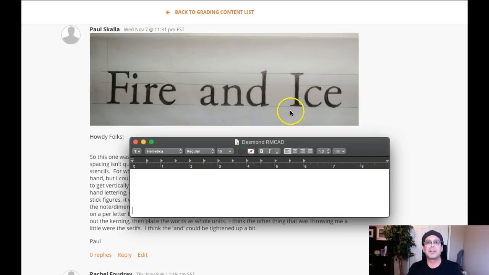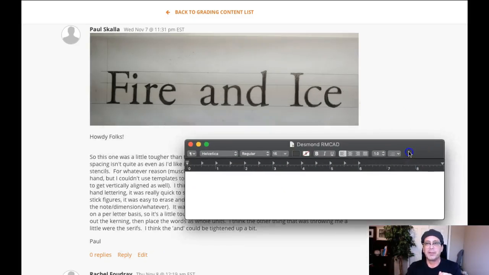Now, I'm guessing that you shot this with your camera and didn't scan it. The reason I say that is because it looks like when you shot it, your camera wasn't straight. And the reason I say that is, if we take a look at the baseline, I'm going to use this as a straight edge.